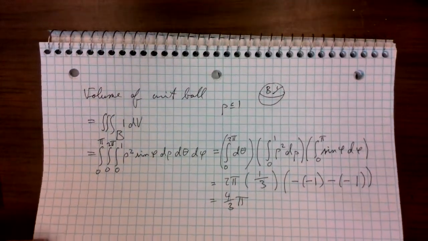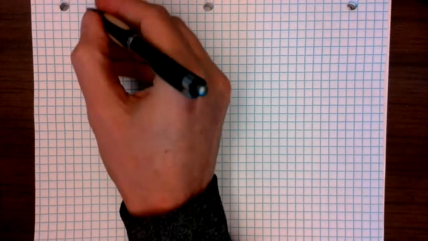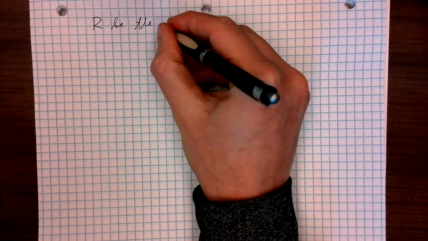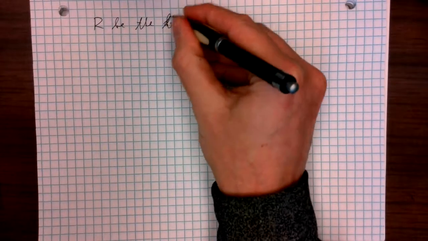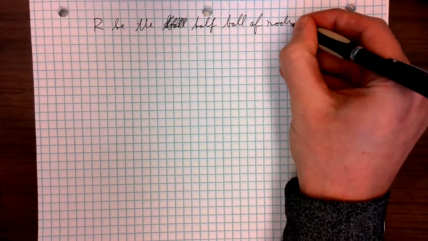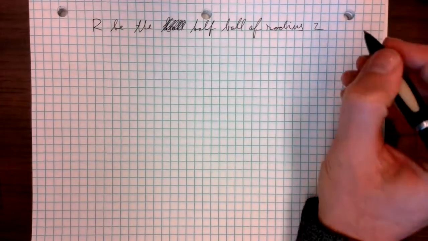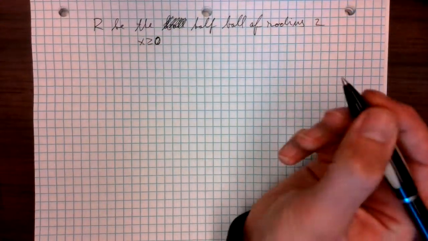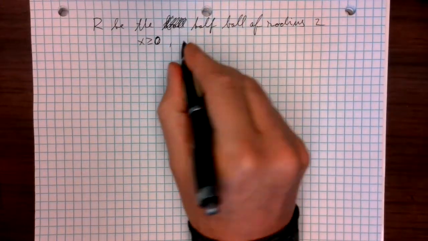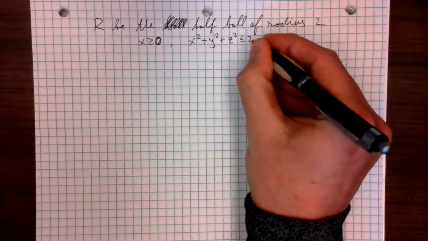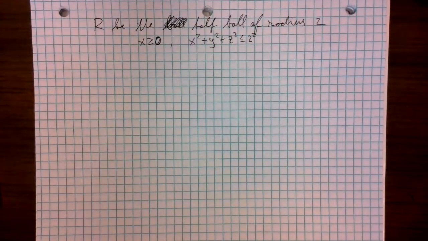Let's do one other small example today. Let R be the half ball of radius 2, and the way that we'll define it is where x is bigger than 0 and x squared plus y squared plus z squared is less than or equal to 2 squared, right? That's the way that we describe it in Cartesian coordinates, let's say.